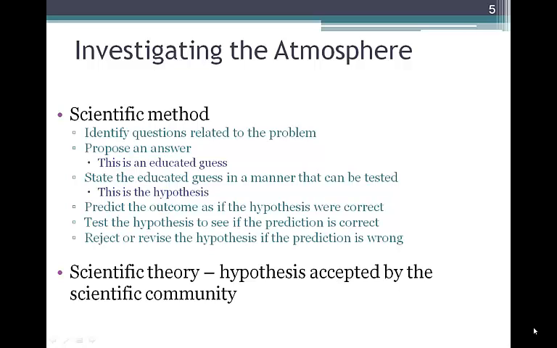But at any point, if your hypothesis is rejected because the prediction was incorrect, then you either reject the entire hypothesis or you will revise it. But once the hypothesis has made it through all of the testing successfully without being rejected, it becomes a theory. And a theory is simply a hypothesis that's been accepted by the scientific community. It's been subjected to the rigors of the scientific method, and it has the scientific community's acceptance.